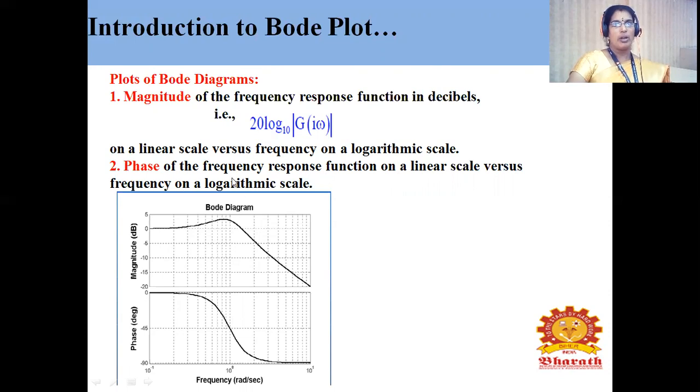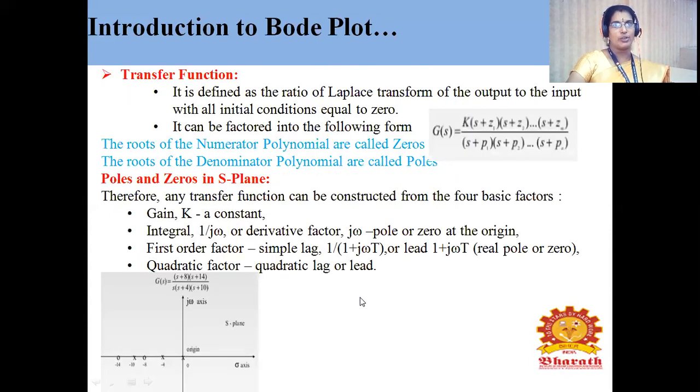Second one is phase. Phase of the frequency response function on a linear scale versus frequency on the logarithmic scale. You can see the response I have given here, magnitude in decibels versus frequency. So this is a representation of the magnitude curve, and phase in degrees versus frequency is a representation of the phase curve. Magnitude will be drawn with the help of the scale, and the phase angle will be drawn with freehand. This is the way we will be obtaining the graphical representation for the given transfer function.